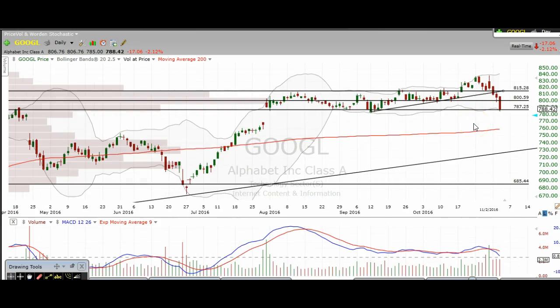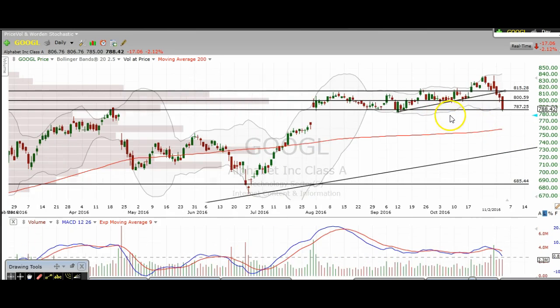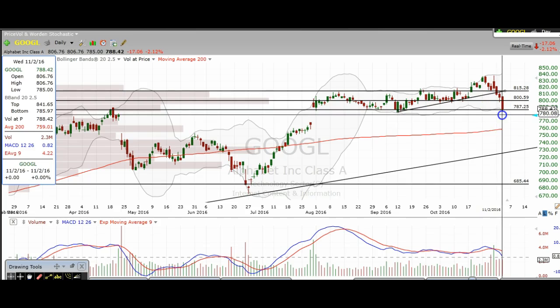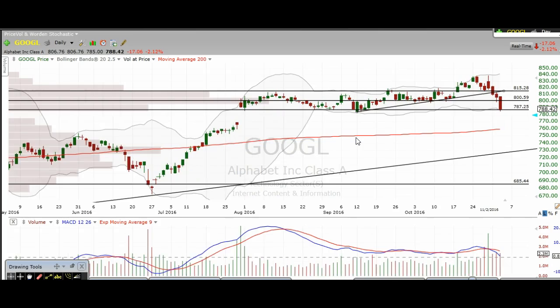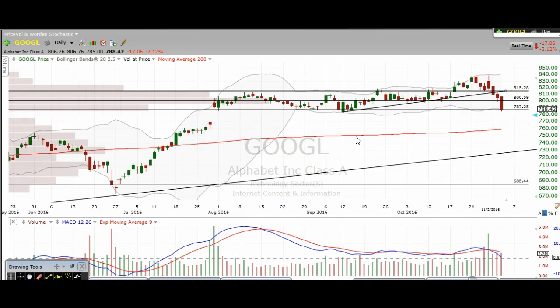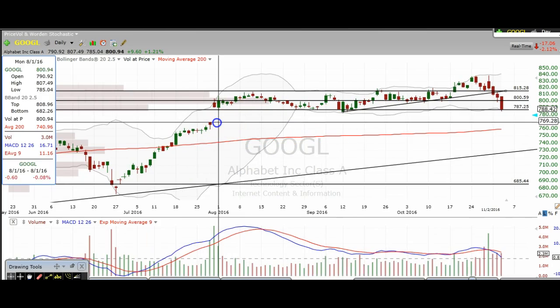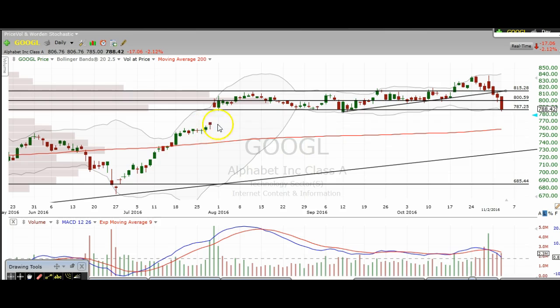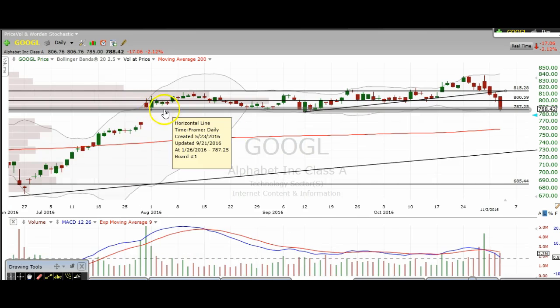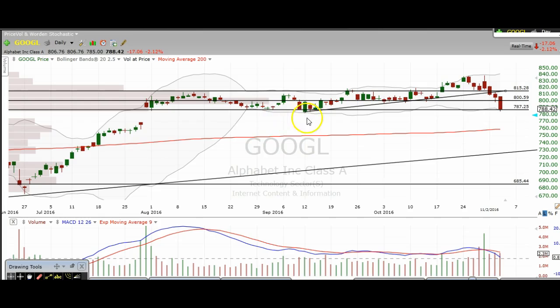Another thing I want to point out here is if we do close below the lows of today, 785, we're going to be heading lower even still, and at least fill this gap that's at 767 right there, 767. So this is support level, about 787. If we break below that, we're going to head lower to at least fill this gap right there.